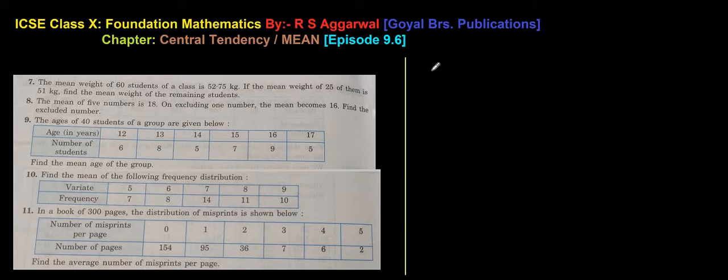So first of all, we will talk about how many students are there in the class. The mean weight of 60 students in the class is 52.75 kg. So first of all, we will write the answer. Answer 7: n is equal to 60 students. X bar for the 60 students is 52.75 kg.